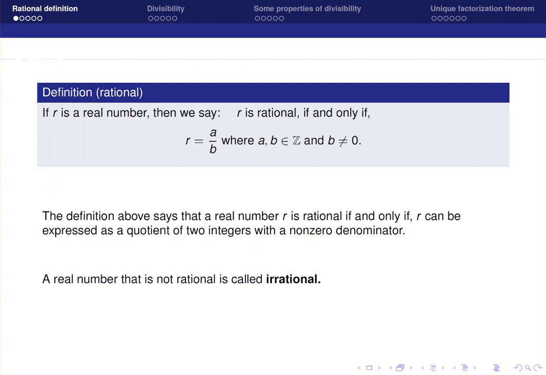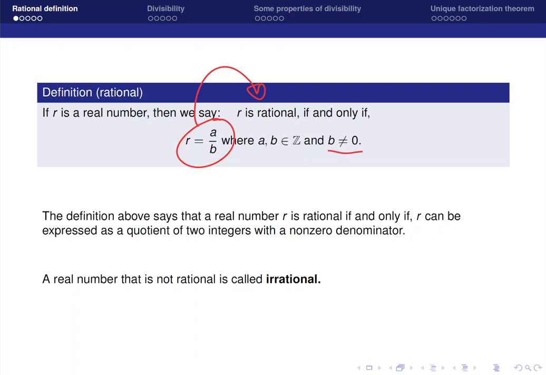What is a rational number? We say that r, which is a real number, is rational if and only if r can be written as a over b, where a and b are both integers and b is not equal to 0. So in other terms, for something to be called rational, you should be able to write it as a fraction where the numerator and the denominator are both integers and the denominator is not equal to 0. Vice versa, if something is a fraction of two integers where the denominator is not equal to 0, then the number that you're working with is automatically called rational.